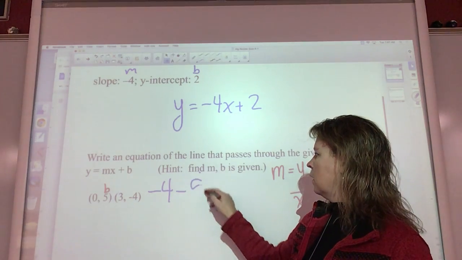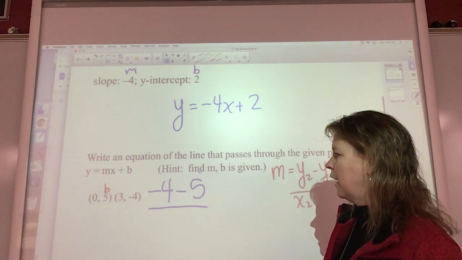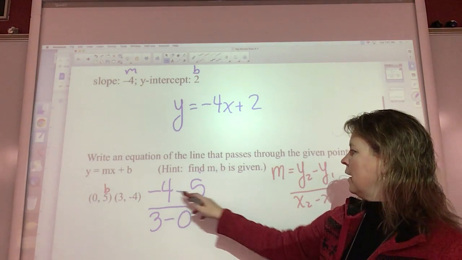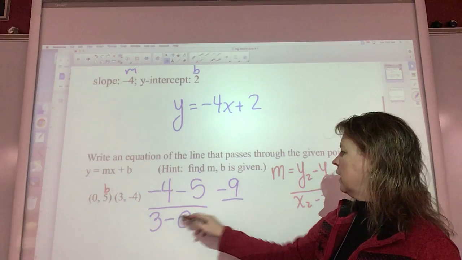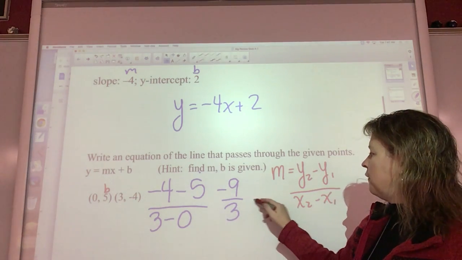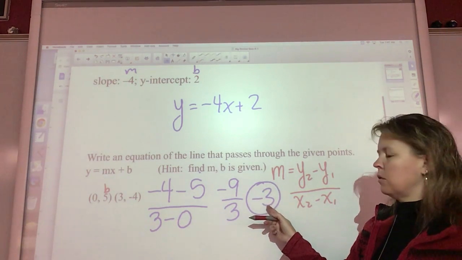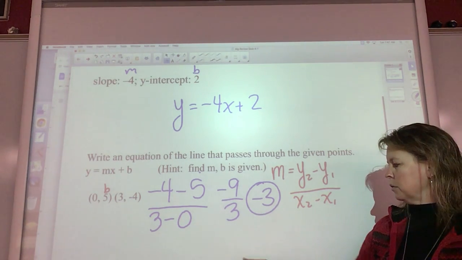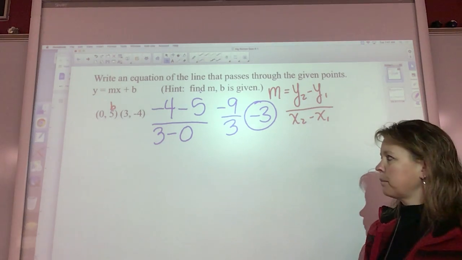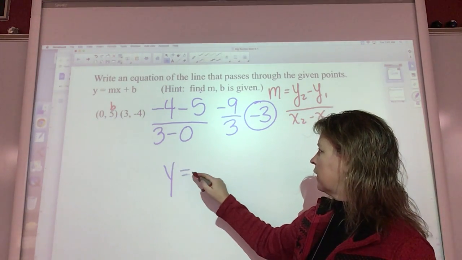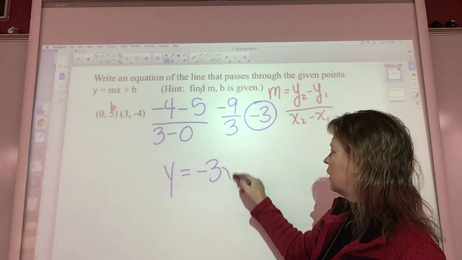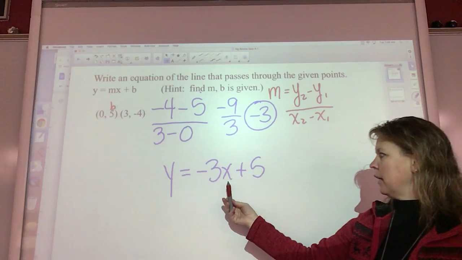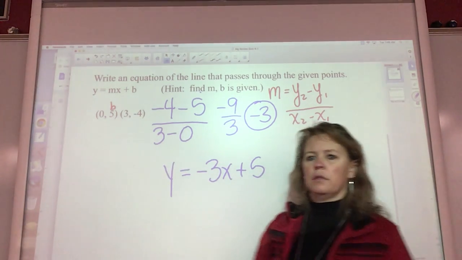y2, -4, minus y1, 5. x2, 3, minus x1, 0. -4 minus 5 is -9, and 3 minus 0 is 3. If you don't reduce that all the way down to a whole number, it won't be counted correctly. All slopes are reduced as far down as they possibly go. Now your final answer looks just like the first one did. Y equals mx plus b. M is -3. Don't forget the x, and your b is 5.